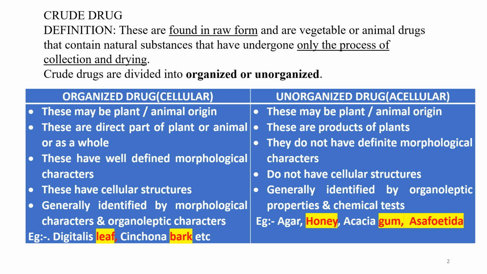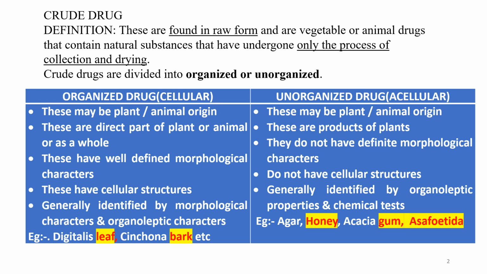Organized drugs are also known as cellular. Unorganized drugs are also known as acellular. Both are obtained from plant or animal origin. In the case of organized drugs, these are the direct part of the plant or animal, and in the case of unorganized drugs, they are byproducts of the plant or animal. Organized drugs have well-defined morphological characters, while unorganized drugs do not have definite morphological characters.